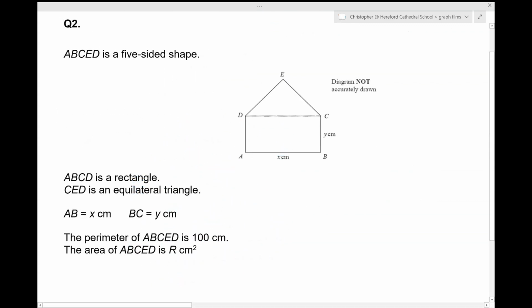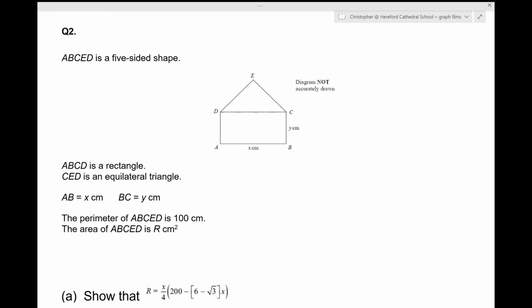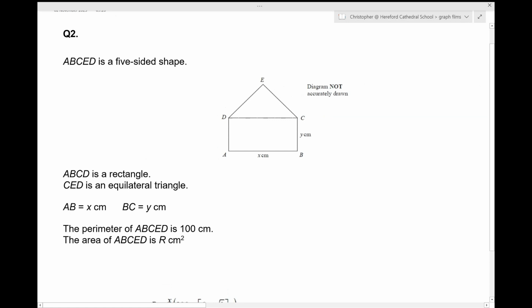Question 2. I've got a 5-sided shape here, and I'm told that it's made up of a rectangle and an equilateral triangle. So that's length y, and those are length x. I'm told that the perimeter of the shape is 100 centimetres. So straight away I can write down that 3x plus 2y equals 100.